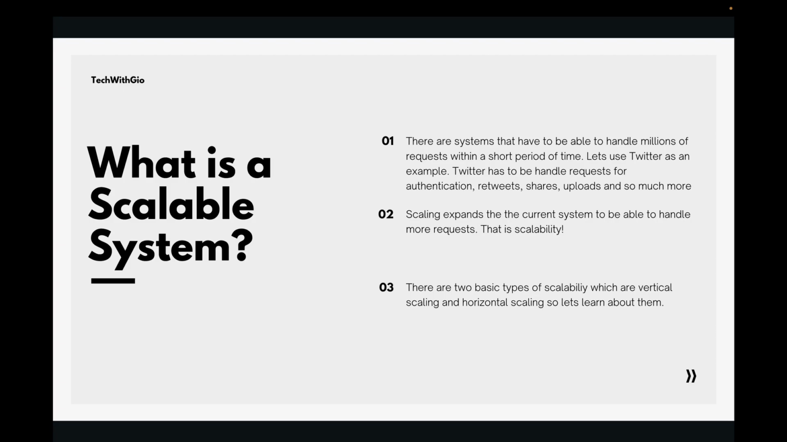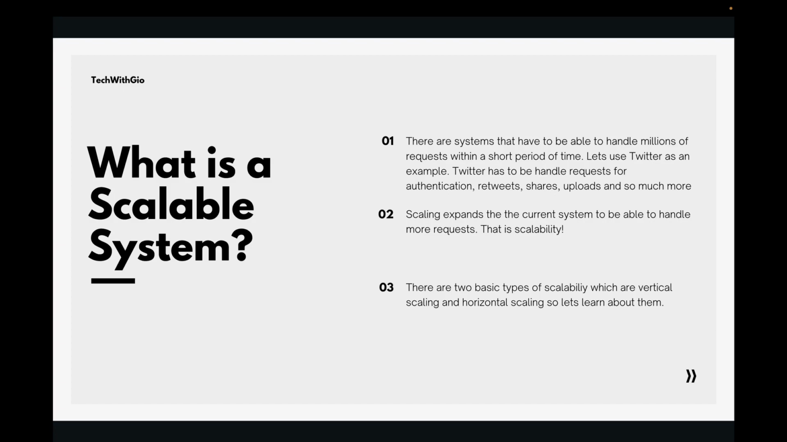Let's use Twitter as an example. Twitter has to be able to handle requests for authentication, retweets, shares, uploads, and so much more. I can't imagine Twitter just using one server to handle all these requests simultaneously. If there were just one server, either the response time would be really slow, or the server itself would just crash because there's too many requests happening simultaneously. The performance would be awful.